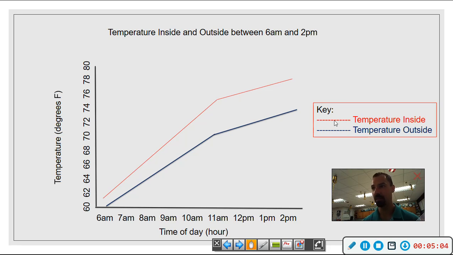And see how they have a key here. The red line is the temperature inside, and the blue line is the temperature outside. So that's a properly labeled graph, and this is what the expectations are. If you have two graphs plotted on top of each other, they should have a key with them, and you should have a proper title, and this is a well done graph.